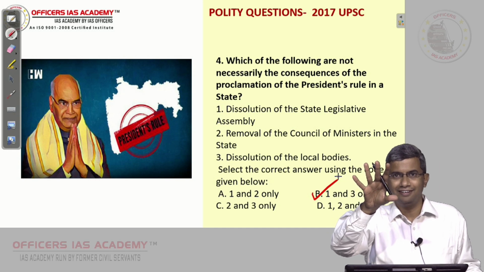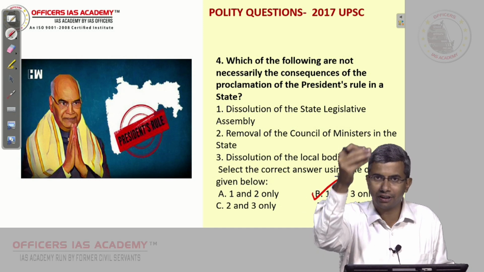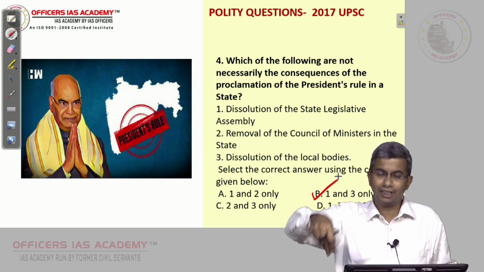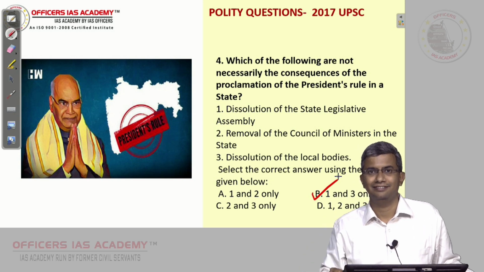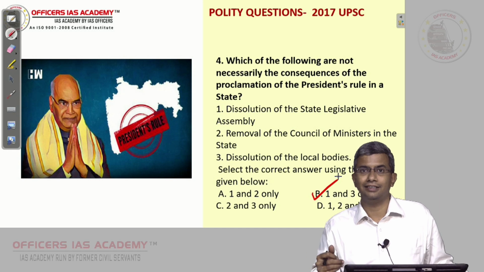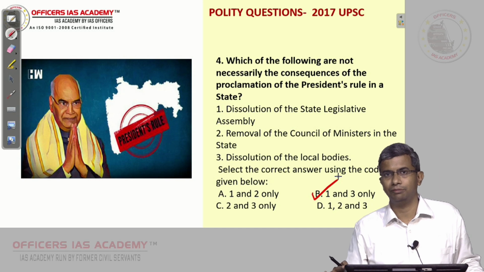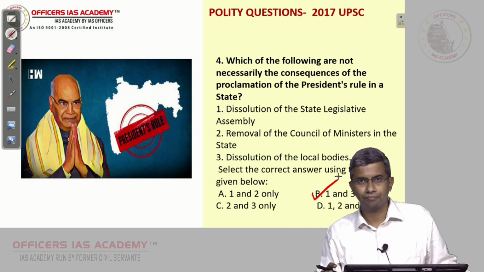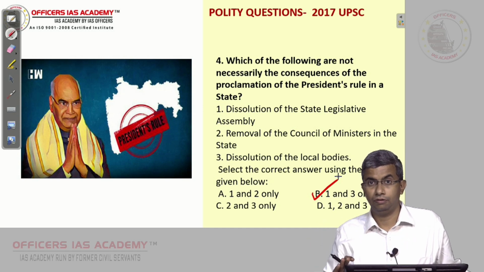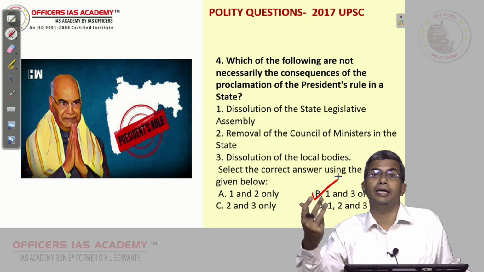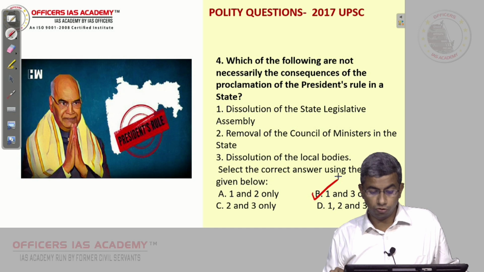Are you able to follow? So these 3 cannot be the option, because necessarily when a President's rule is imposed, the Council of Ministers have to be removed from the state, and there is only one option which does not have that, and so that is the correct answer. But again, check, dissolution of state legislative assembly, not necessarily a consequence, because the assembly may be dissolved, but it may be kept in suspended animation also without being dissolved, so that it can be explored whether a new government can be formed after the present government is removed.